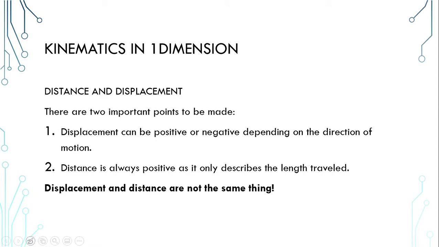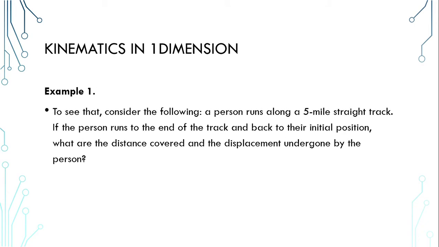So the key point here is that displacement and distance, though they might sound the same, are not the same thing in physics, even though in everyday language we use these two words interchangeably. Let's look at one example that hopefully will make that clear. Consider the following. A person runs along a 5-mile straight track. If the person runs to the end of the track and back to their initial position, what are the distance covered and the displacement undergone by the person?